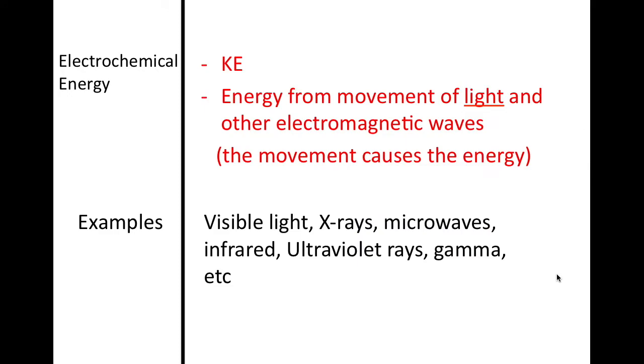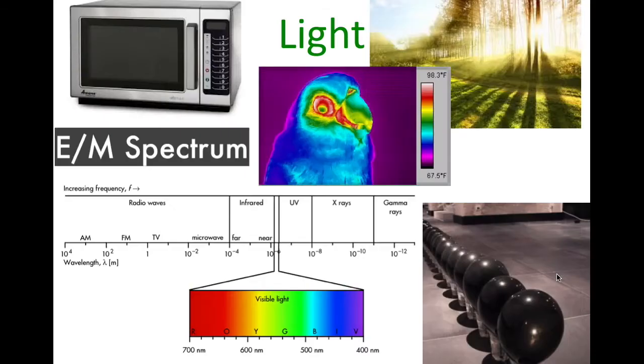Electromagnetic energy is kinetic. It is the energy of movement of light and other electromagnetic waves. The movement itself of the waves causes the energy. This example is of visible light and all different rays. So we have X-rays, gamma rays, ultraviolet rays, infrared rays, all different kinds.